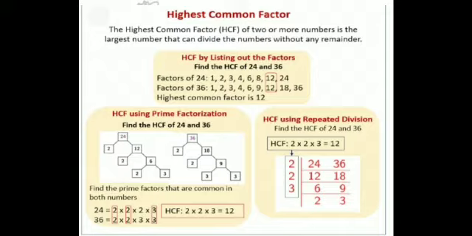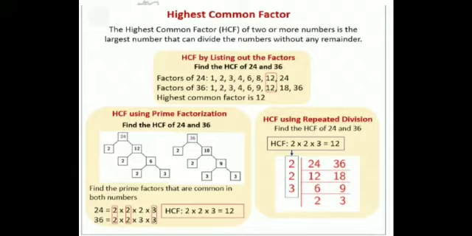The next method is HCF using repeated division. In this method, we'll divide the given numbers by their common divisor. Now 24 and 36 are both divisible by 2. We'll start with the smallest number only. So we'll divide them by 2, and we get 12 and 18. Again, 12 and 18 are both divisible by 2. On dividing, we get 6 and 9.